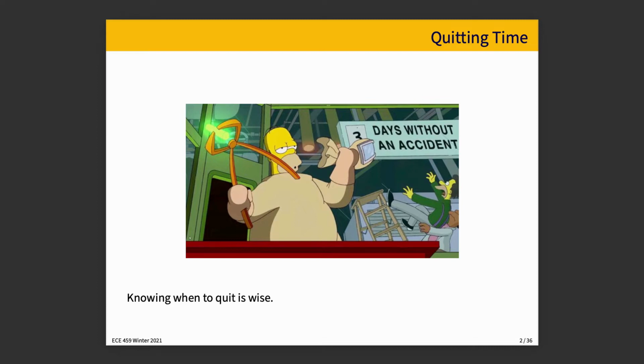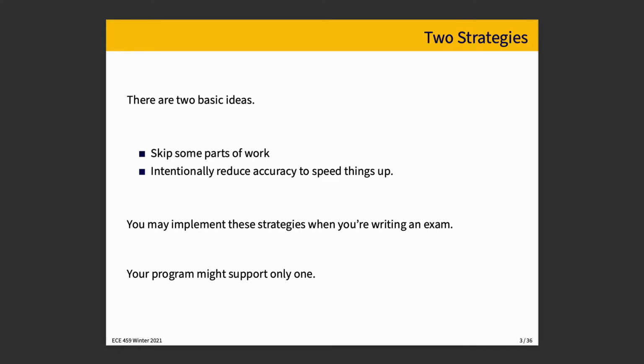All right, we'll see that's not always a slam dunk, and there are times where that's not okay, and we really do need to be super precise. But there are some ideas where we can investigate when it makes sense to apply it. There are two basic ideas that we're going to talk about, and one of them is skipping some work, so just don't do it. We don't need it, or we do need it, but it's not that important, so we'll skip it. And the other idea is to deliberately reduce accuracy to speed things up.